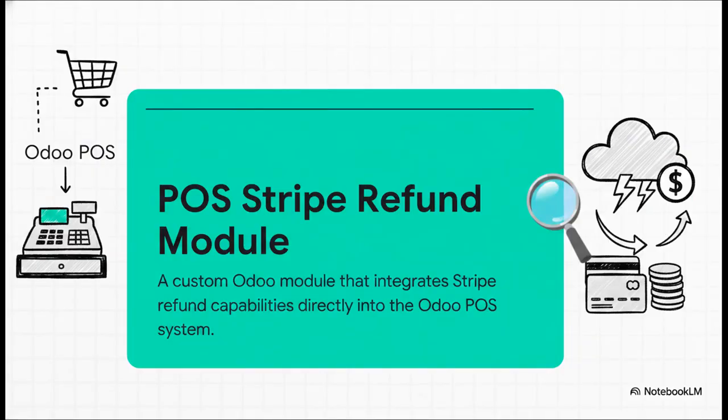So what's making this new way possible? It's this, the POS Stripe refund module. Its whole purpose, its one job, is to perfectly bridge that gap between Odoo POS and Stripe. It turns two separate systems into one unified workflow for handling your refunds.